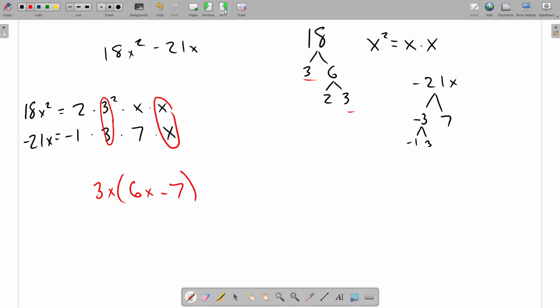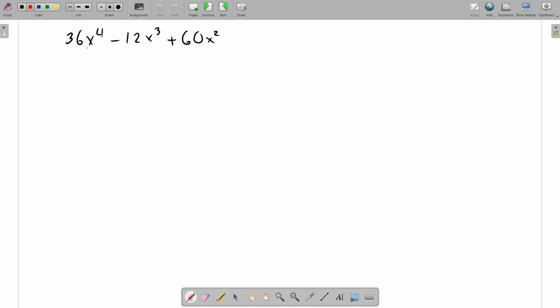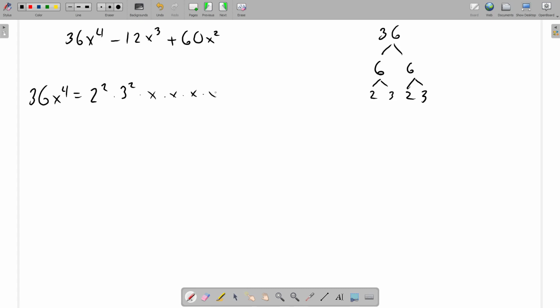Let's do another one. In this case, I have 3 terms. We're going to have to do 3 prime factorizations. I'm going to start with 36x to the 4th. So 36 can be 6 times 6, and each 6 can be 2 times 3. So I can rewrite 36x to the 4th as 2 squared times 3 squared times x times x times x.